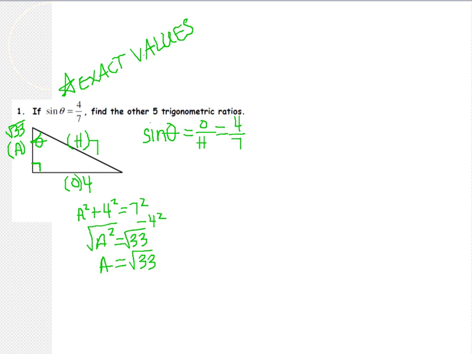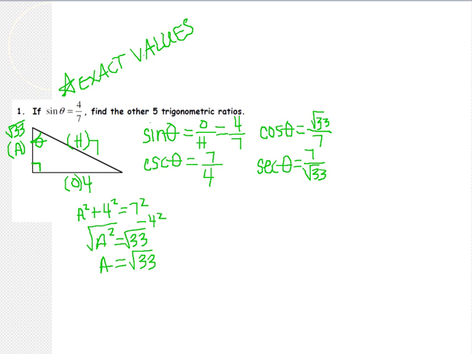So if my sine of theta is 4 over 7, my cosecant of theta is going to be the reciprocal of that. That's going to be 7 over 4. Let's look at our cosine now of theta. Cosine of theta, well, your cosine is adjacent over the hypotenuse, so my adjacent is the square root of 33, and my hypotenuse is 7. And I've got a radical there, it's on the top, so I can keep that radical. My secant of theta is going to be the reciprocal of the cosine, so that's 7 over the square root of 33.